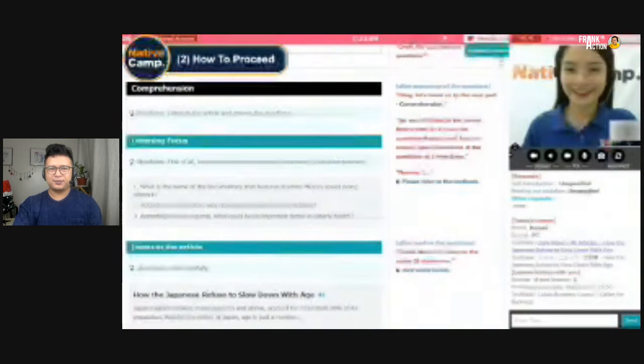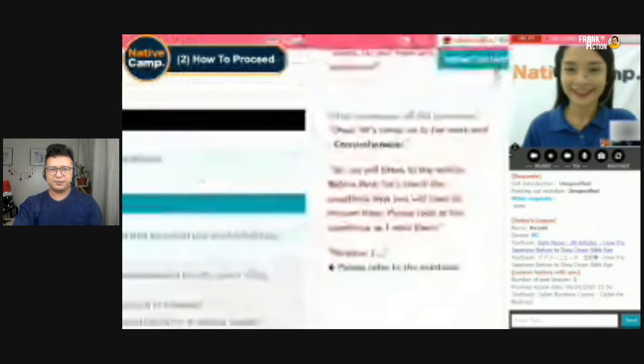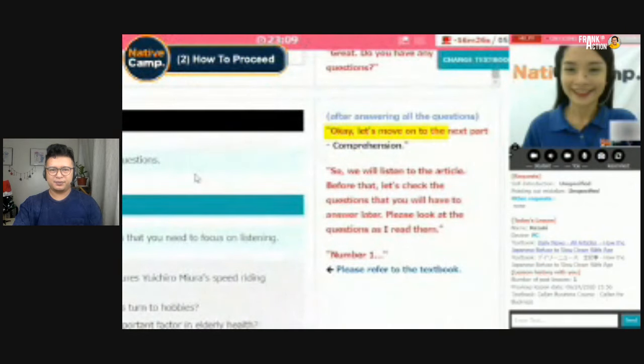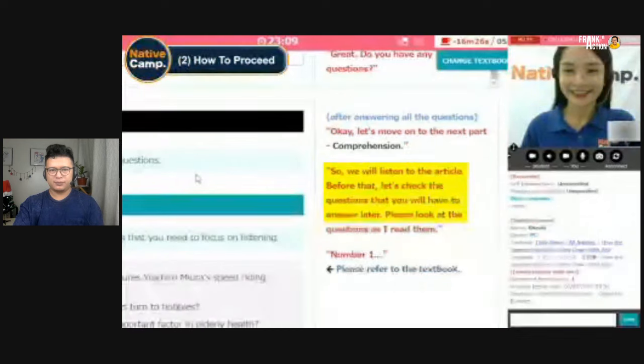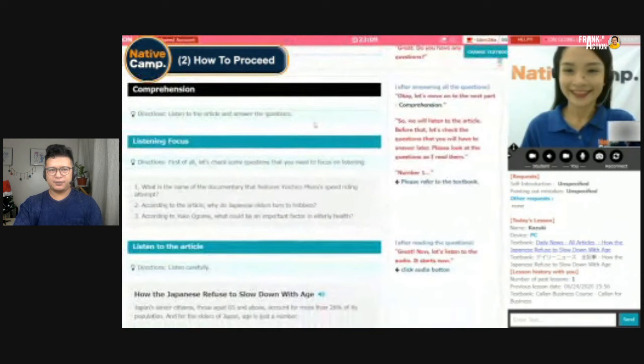After the student answers the last item in words and phrases, proceed to this part by saying, "Okay, let's move on to the next part, comprehension." Introduce the listening focus by reading the instruction. So, we will listen to the article. Before that, let's check the questions that you will have to answer later. Please look at the questions as I read them. You will read the questions by yourself, and the student will just listen while checking them on the textbook.